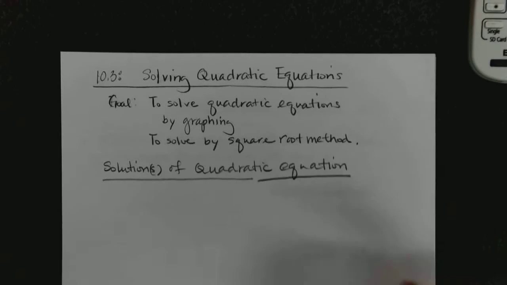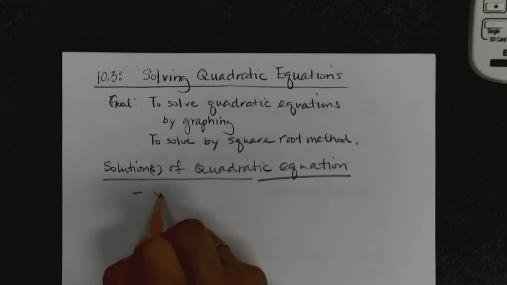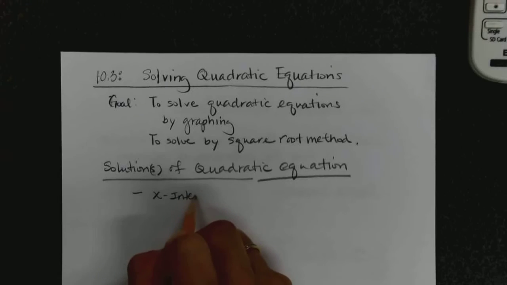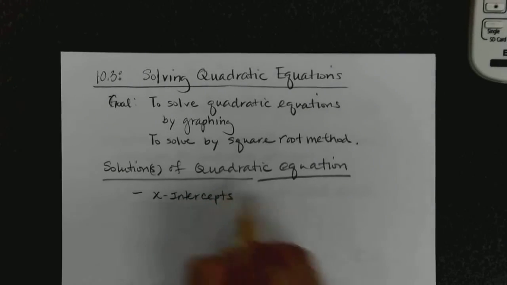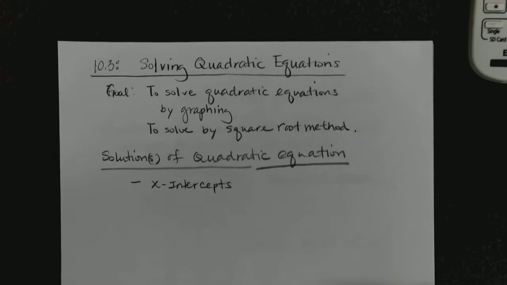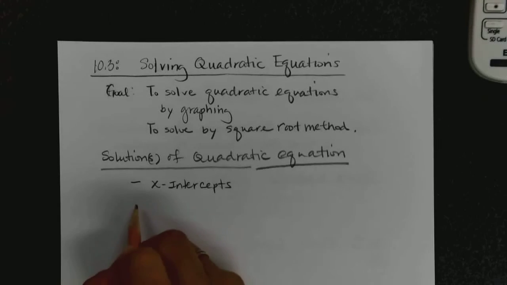So solutions are your x-intercepts. It's where the parabola crosses the x-axis. Okay, that is where the solution is located. So that's what you're solving for. Where does the parabola go through the x-axis?